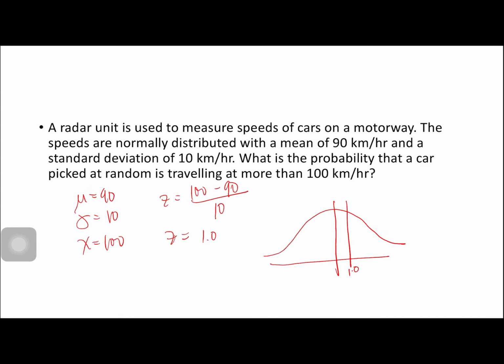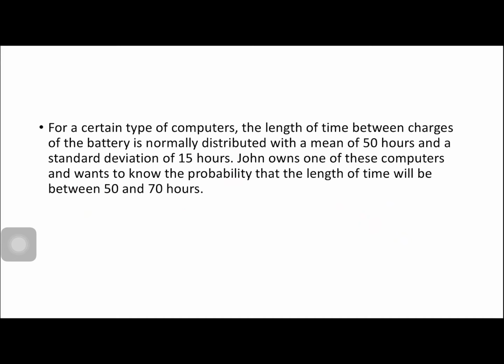Okay? So we have here our normal curve. Positive 1 is there. Then we need more than 100 kilometers, so it is where? At the right of 1. So that is R of 1. That is 0.15866. Okay?